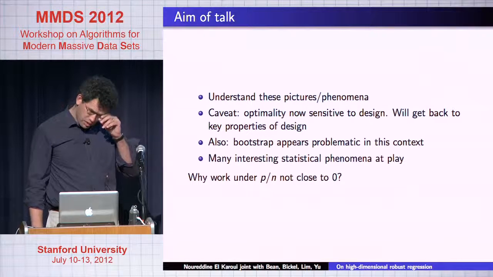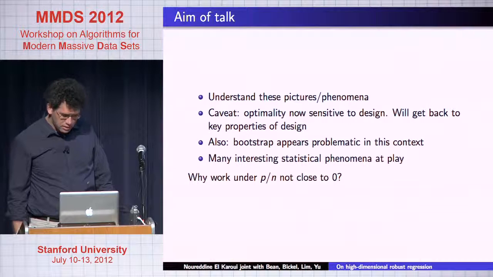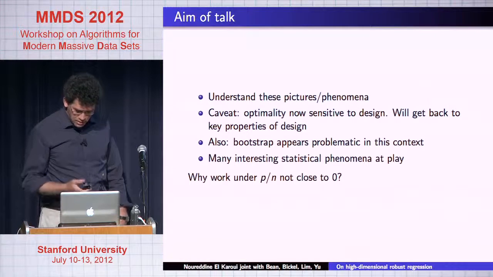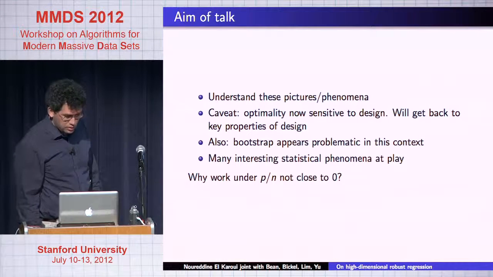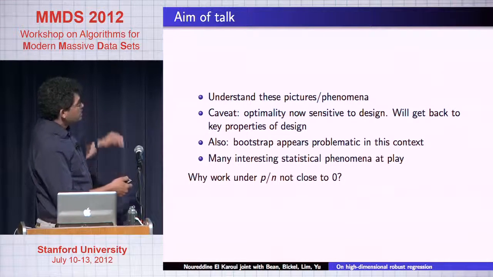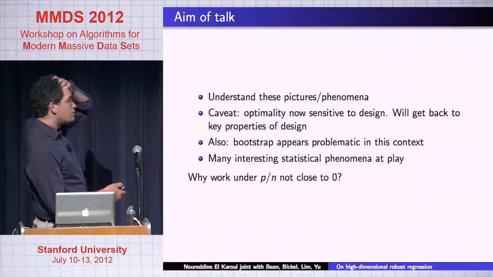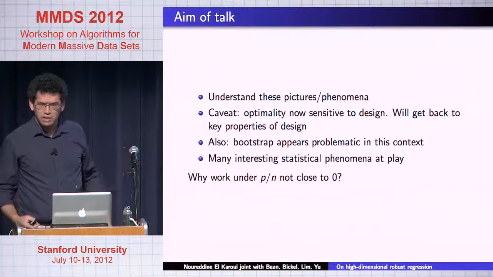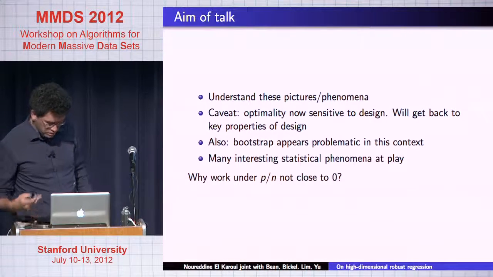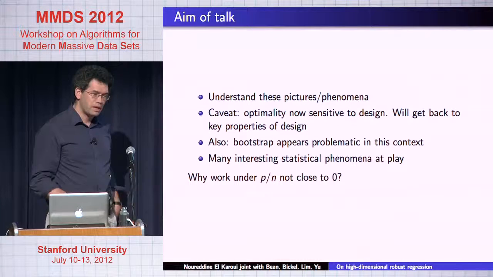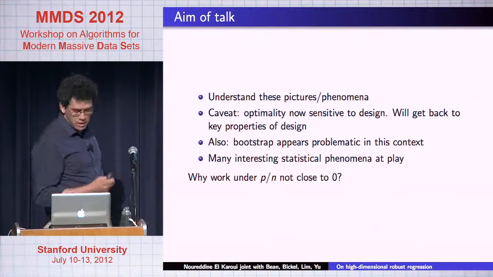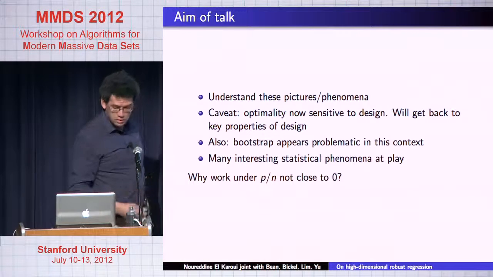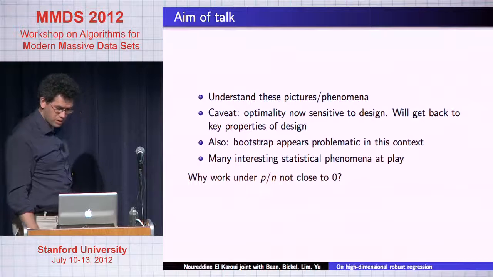Another interesting thing for me, and probably also for a statistician, is that the bootstrap seems to fail in this context. I'll give a bit of insight into that. And in this setting, there are lots of interesting statistical phenomena. And so I'm going to work always with the assumption that P over N is not close to 0. One of the reasons for this is, of course, that we have large data sets, now with many predictors and many observations too. But also the hope is that by doing this, even in low dimension, you're keeping track of higher order terms, and so you're getting more accurate predictions than the classical things.